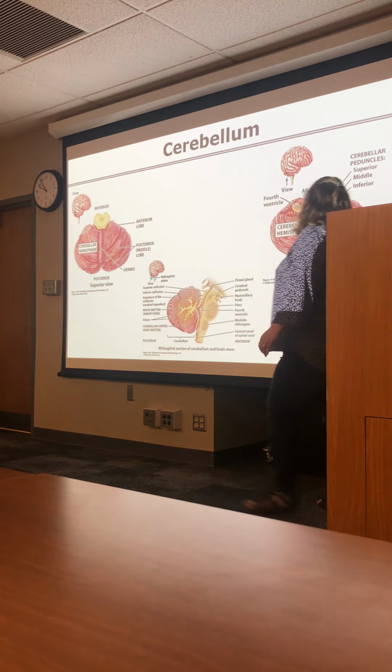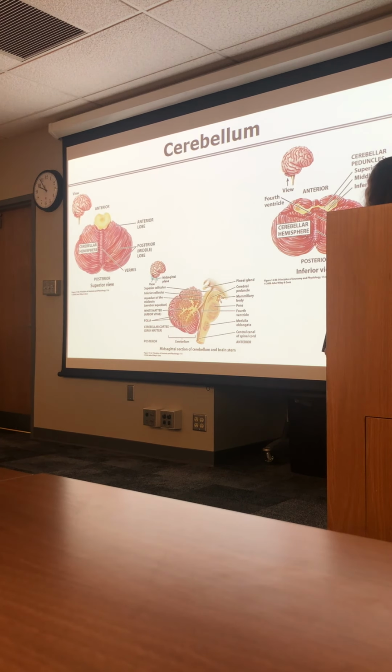And then to see the floccular nodular lobe, you're actually going to go to an inferior view. These little areas sticking out here, these are the floccular nodular lobes, so you have to see those from an inferior view.